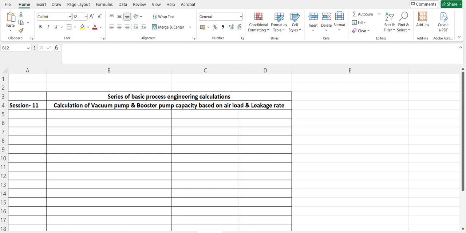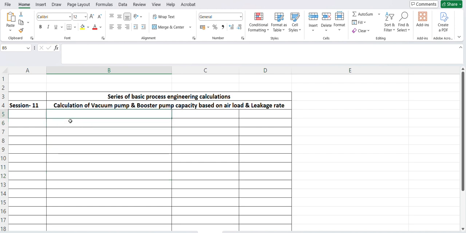In the series of basic process engineering calculations, in this session we proceed to how to calculate the vacuum pump and booster pump capacity based on the air load and the leakage rate.